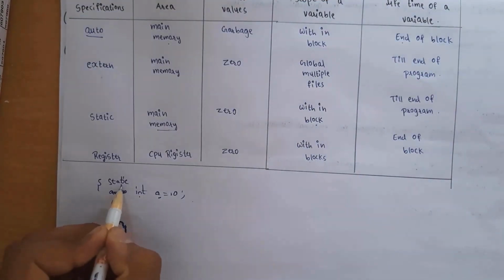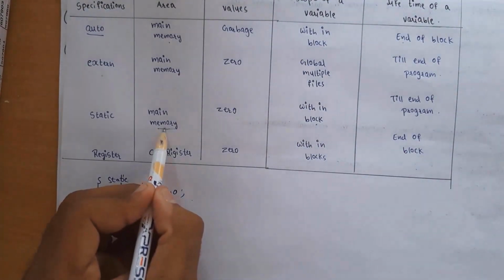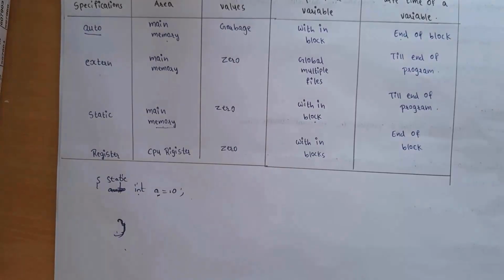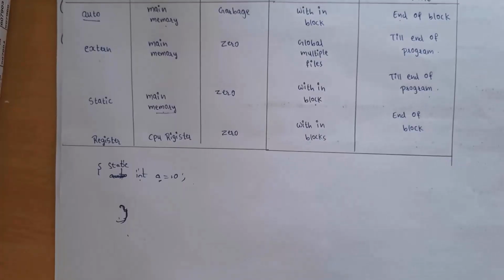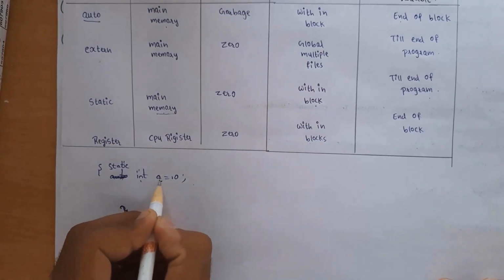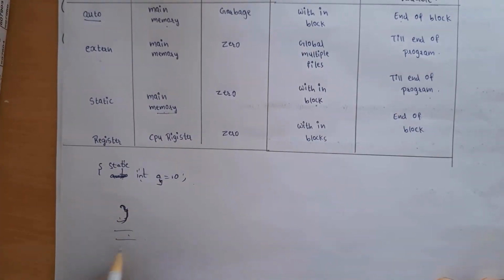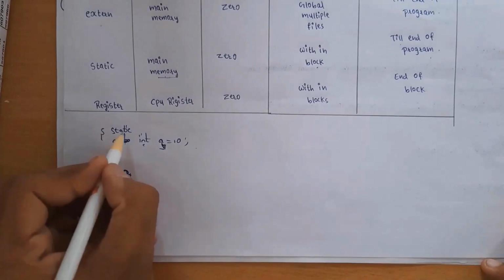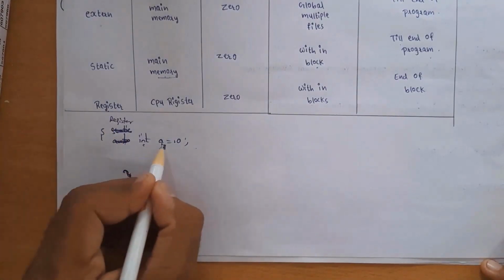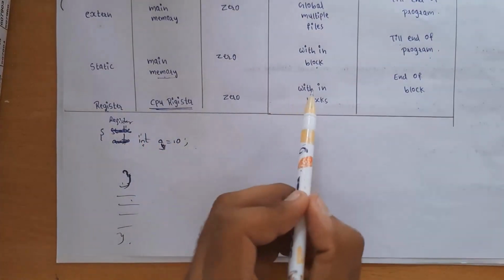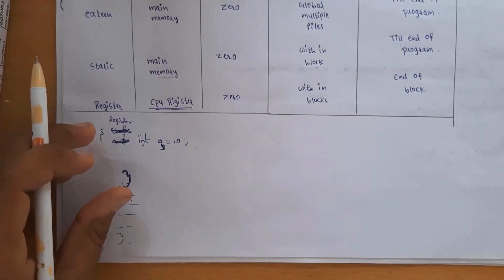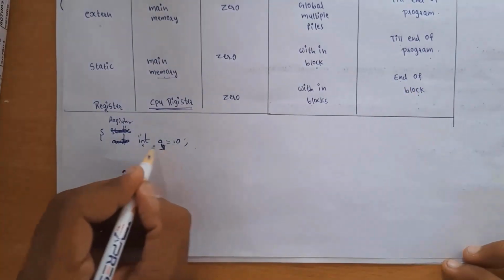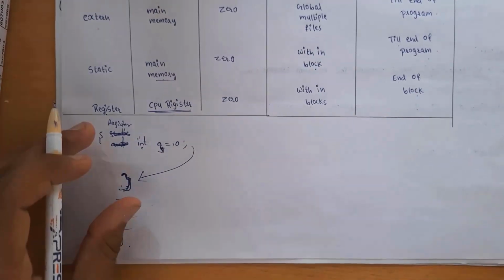In place of auto, if you use static, then this variable a is stored in main memory and the scope is within this block. That means we cannot access this variable outside the block, and the lifetime is till the end of the program. That means the variable is present from when we declare it until the end of the program. And next one is register. In place of static, if you declare register, then this variable a is stored in a CPU register and the scope is within this block. That means I can access this variable a only within this block, and the lifetime is until the end of the block. That means from the variable declaration until the end of this block, this variable will be present.